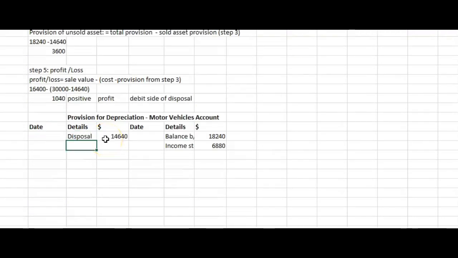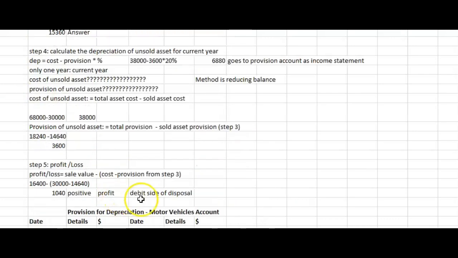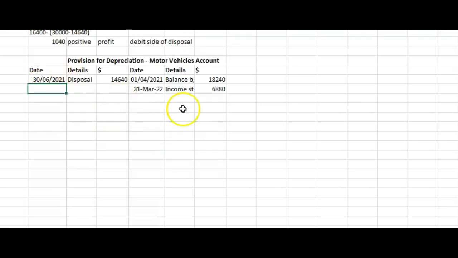The balance BD is the beginning of the year date, which is 1st April 2021. Income statement is the end of year date, which is 31st March 2022. And disposal is the date of sale, which is June 2021. Now close the account. To do that, first find the total. The credit side total looks higher, so we find the total and then put that on the debit side as well. Then we calculate the difference on the lower side, which is the debit side here.